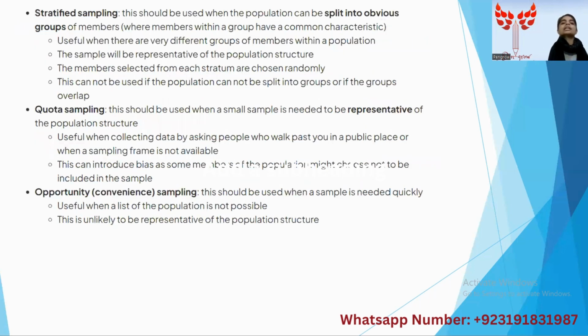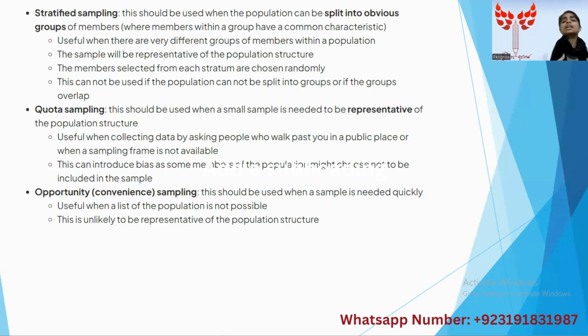Okay. Then we look at stratified sampling. Now, stratified sampling should be used when the population can be split into groups. Because in stratified sampling, we are actually dividing the population into groups, where the members within a group should have some kind of a common characteristic. Like I told you in the case of new bulbs, let's say 1 to 7 day old bulbs, 8 to 30 day old bulbs, right? So they should have some kind of a common characteristic.